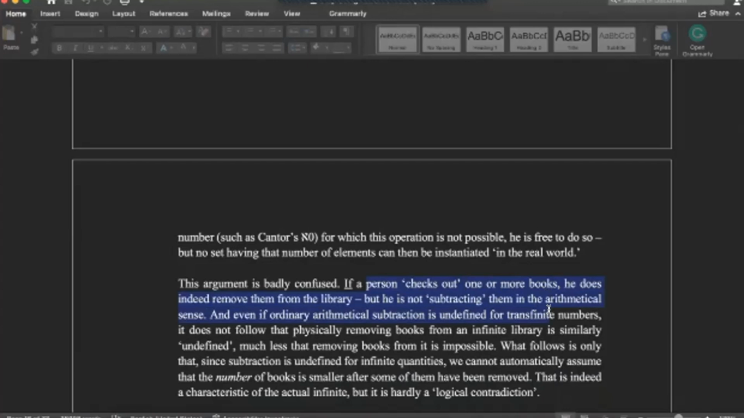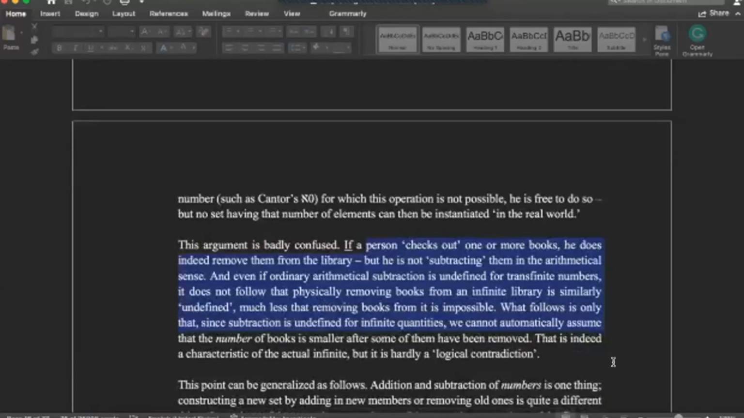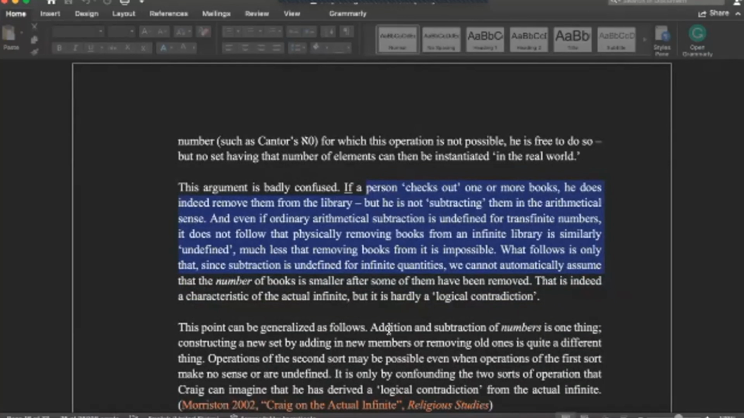What follows is only that, since subtraction is undefined for infinite quantities, we cannot automatically assume that the number of books is smaller after some of them have been removed. That is indeed a characteristic of the actual infinite, of course, but it is hardly a logical contradiction. This point can be generalized as follows.